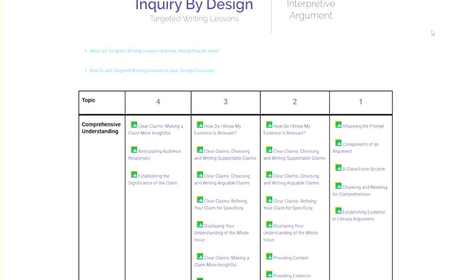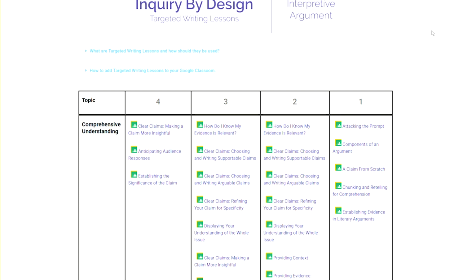That means that as students are preparing to write a task or write a response to a task, you might pull targeted writing lessons based on what you've already seen those students do in their previous writing. So you might know from, for example, the first response in a unit that students need some assistance in establishing some evidence in their papers. So you might pull some of those lessons.